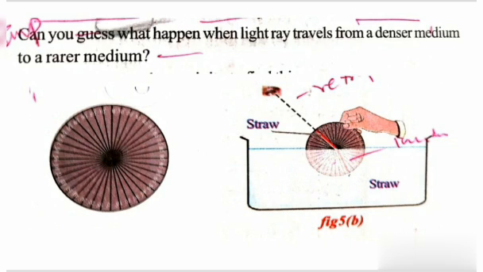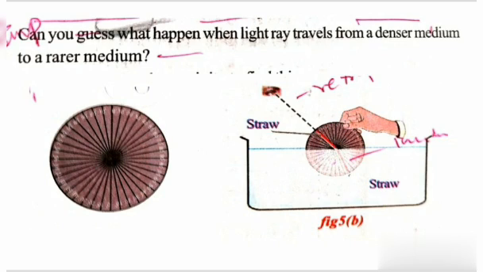Immerse half of the disc vertically into the water filled in a transparent vessel. While dipping, verify that the straw at 10 degrees is inside the water. So we adjusted one of the straws to make an angle of 10 degrees and immersed half of the disc vertically into the water.